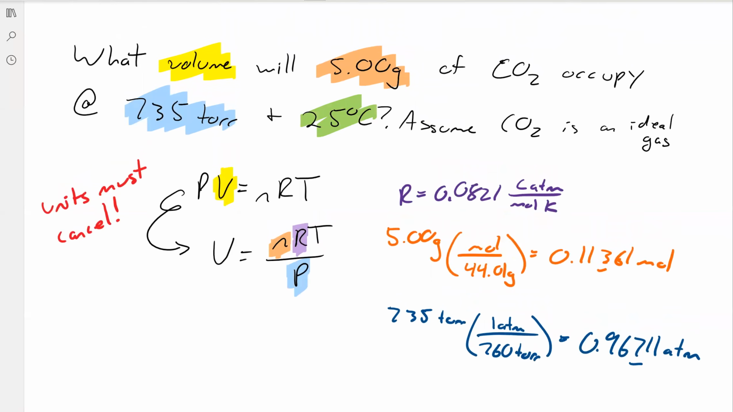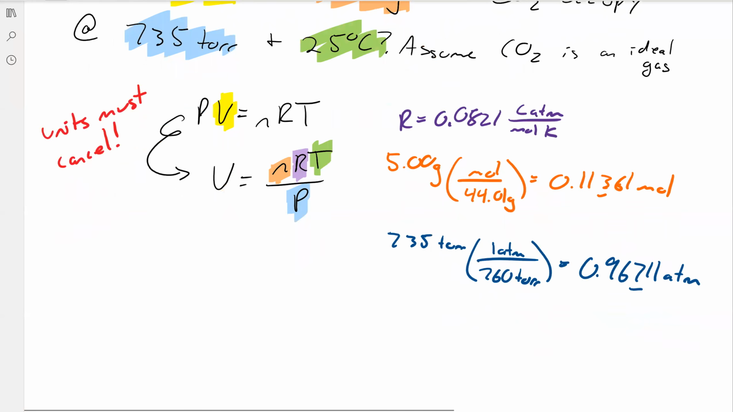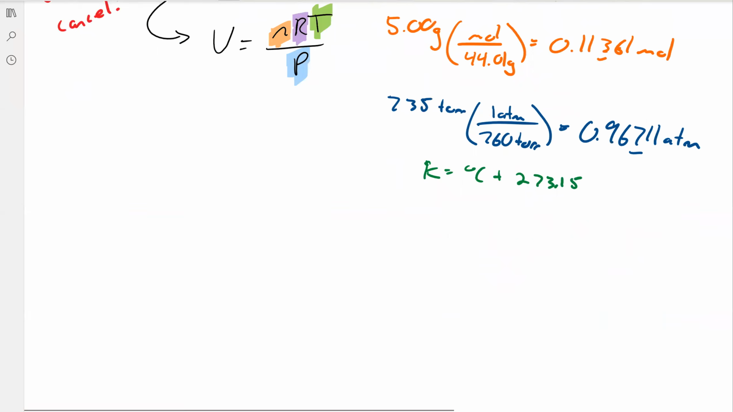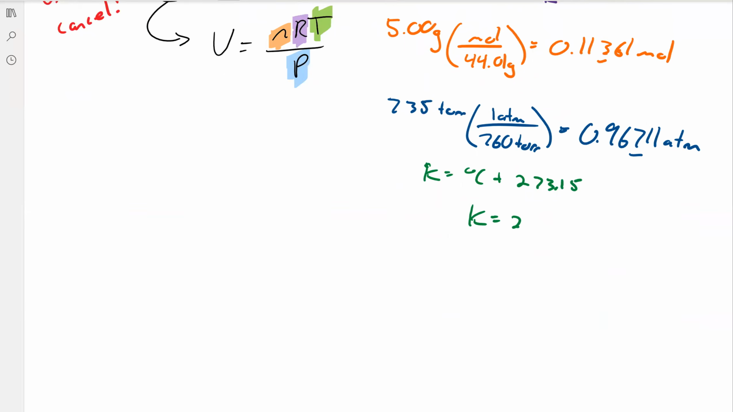And then finally, the temperature. We have to convert our degrees Celsius to Kelvin. Kelvin is equal to degrees Celsius plus 273.15. And so we plug in 25 there, and we get a Kelvin of 298.15, where the 8 is the uncertain digit. Then we plug all that stuff in and make sure that all of our units cancel out and think about what unit we're left with.